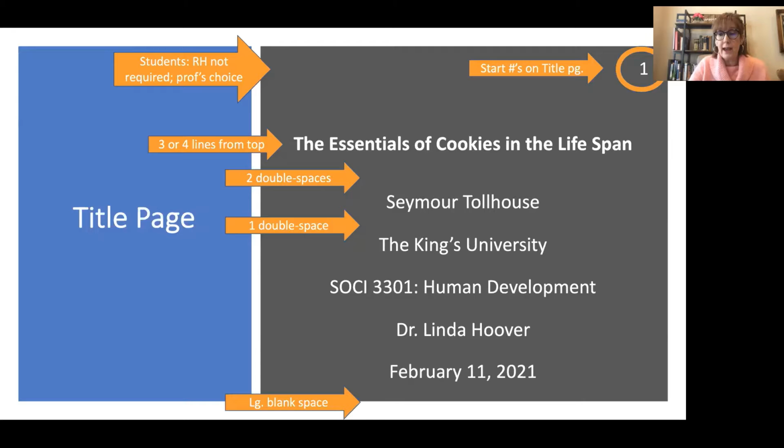Also, add the page number starting on the title page. So some instructors have required that in the past. I think maybe in the fourth or fifth edition, it wasn't required that way, but that's how it is now. So page number starts on the title page.